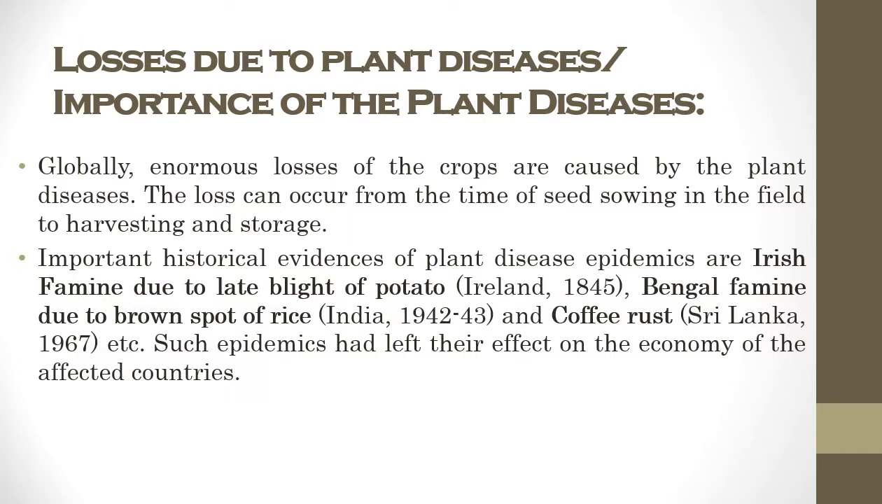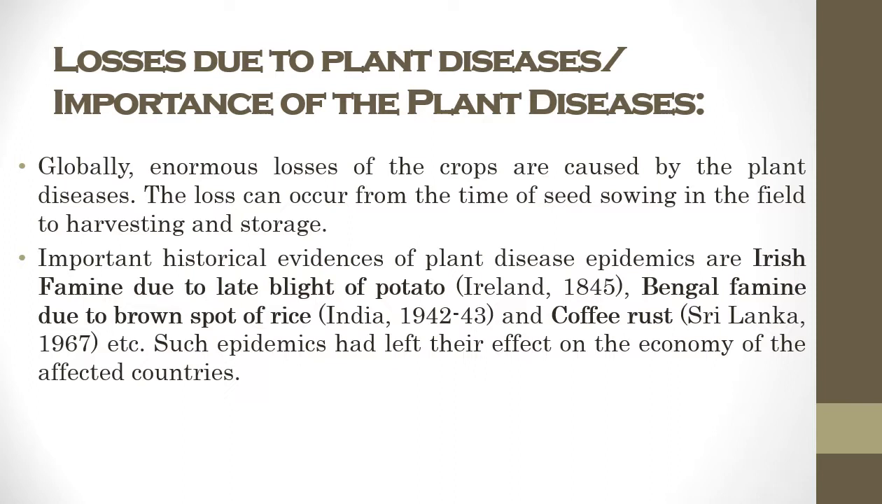And one more thing: the main reason for the initiation of the new branch, plant pathology, is mainly the late blight of potato, that is, the Irish famine. So it has great historical importance. Due to that, nearly 2.1 million people migrated from Europe to the United States of America, and more than 2 million people died at that time due to food scarcity.